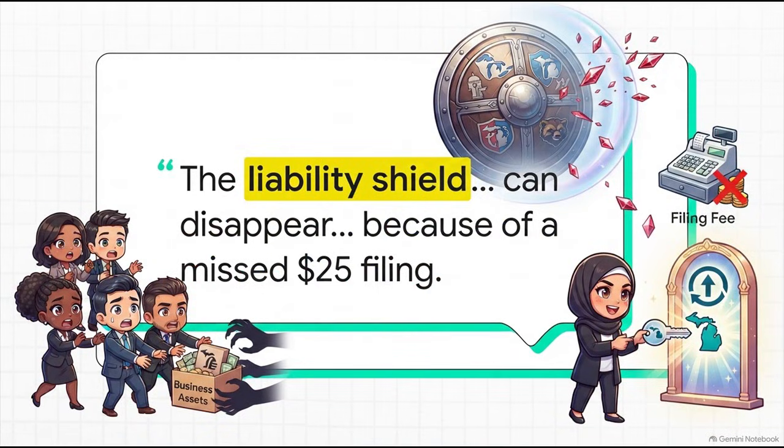Okay, listen to this startling fact we pulled from Inc. Authority. The liability shield you formed your LLC to get can disappear, not because of a legal judgment, but because of a missed $25 filing. Just let that sink in for a second, right?